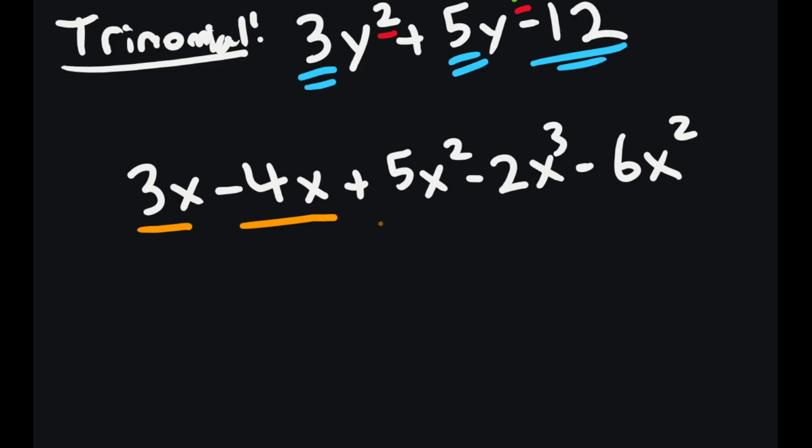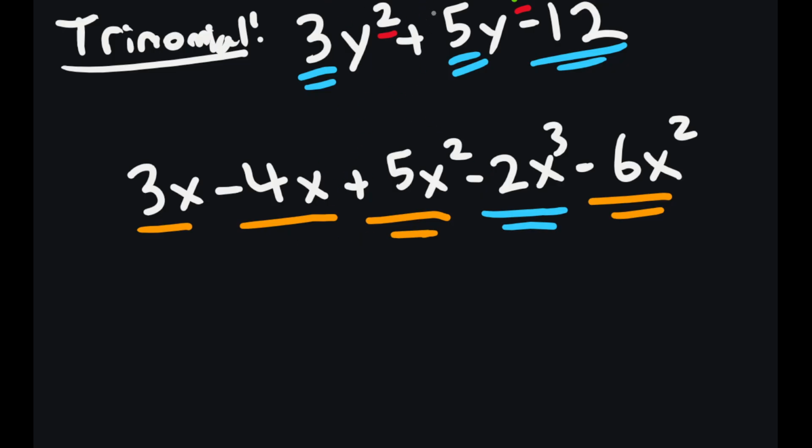What else is a like term is this positive 5x squared and negative 6x squared. You double underline those. And again, the reason they're like terms is because they both have the same variable, x, and the same exponent, the power of 2. So those two are like terms. And then we're left with this negative 2x to the power of 3. There's no other like terms with it because although it has the same variable x, it doesn't have the same exponent as any of the other ones. There's no other term here that has an exponent of 3.